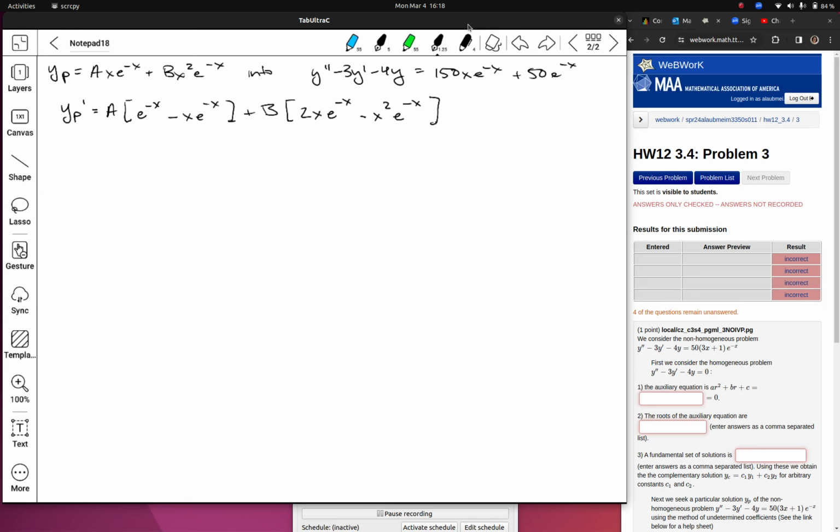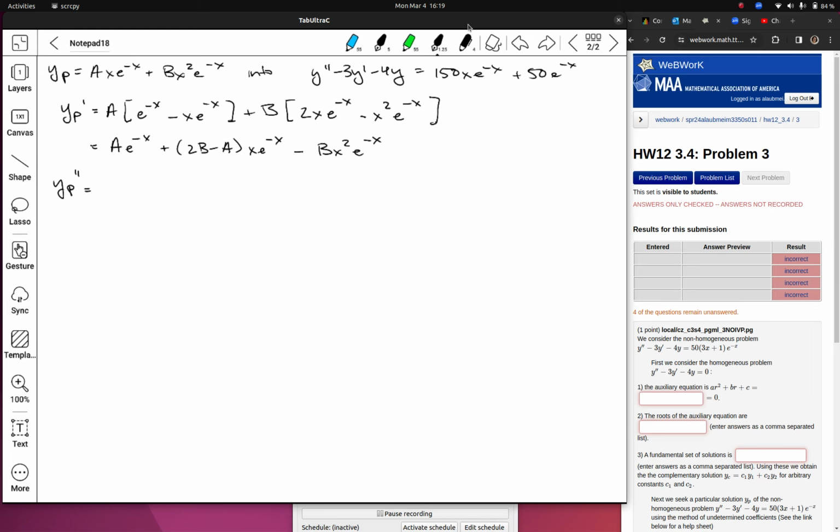I am going to combine these terms right away. I've got A e^(-x) plus (2B minus A) x e^(-x) minus Bx^2 e^(-x). I just combined the minus A x e^(-x) with the B times 2x e^(-x) in that middle term. And the reason I combined it is so I only have to take one derivative of x e^(-x) again.